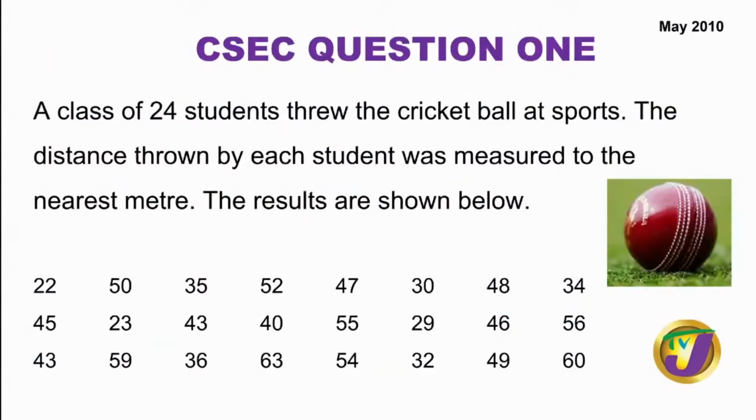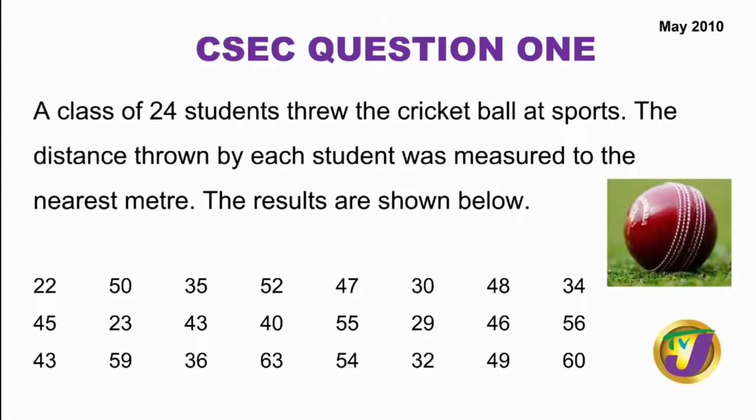All right, so Karima, here is a question from the CSEC May 2010 paper, right? Right. And it says, a class of 24 students threw the cricket ball at sports. The distance thrown by each student was measured to the nearest meter. And the results are shown below. And my first question to you, Karima, is what type of data is this? Discrete or continuous? Well, Latoya, that's a very interesting question.